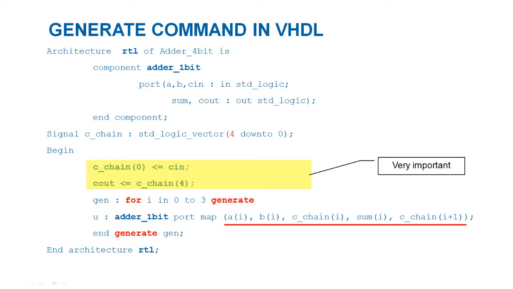Now I have a label for my for generate, which iterates from 0 to 3, and then I have a label for each adder 1-bit component. Now I have a port mapping that says that I would like to map each location of the input bit operands A and B and carry chain directly to the adder 1-bit.